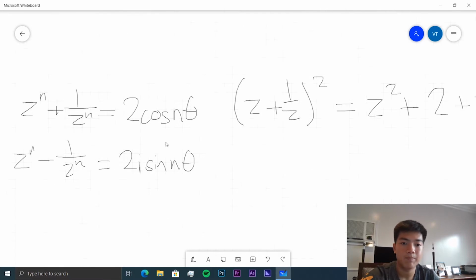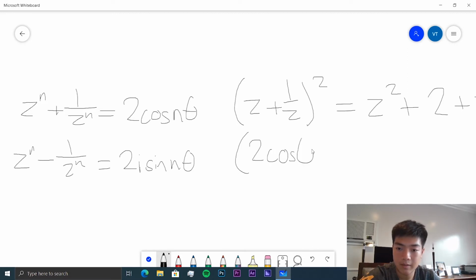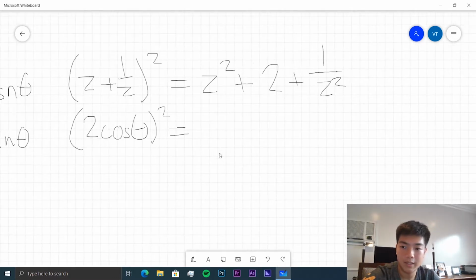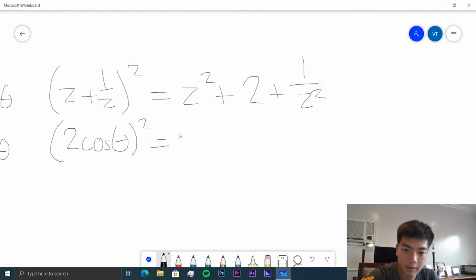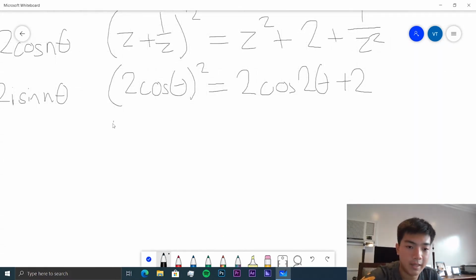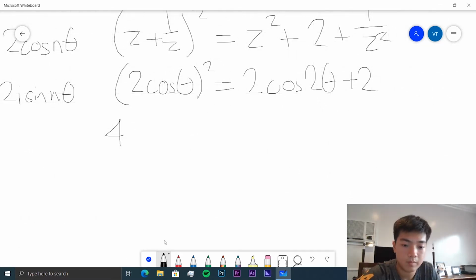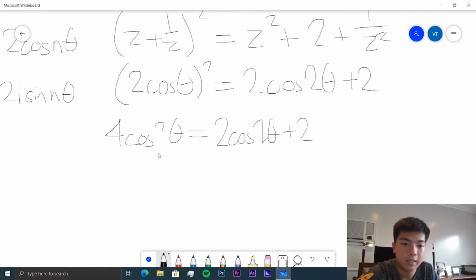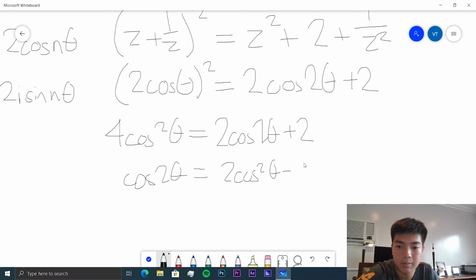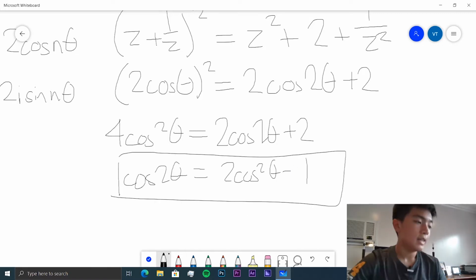And so the thing to note is, okay, if we substitute n as 1, we get 2 cosine theta, so this is equal to 2 cosine theta squared. And if we square this, since we substitute n as 2, we have 2 cosine 2 theta plus 2. So what we get is that 4 cosine squared theta is equal to 2 cosine 2 theta plus 2. And so we divide everything by 2, we get cosine 2 theta is equal to 2 cosine squared theta minus 1. So yeah, that's how we can prove the double angle formula using complex numbers.